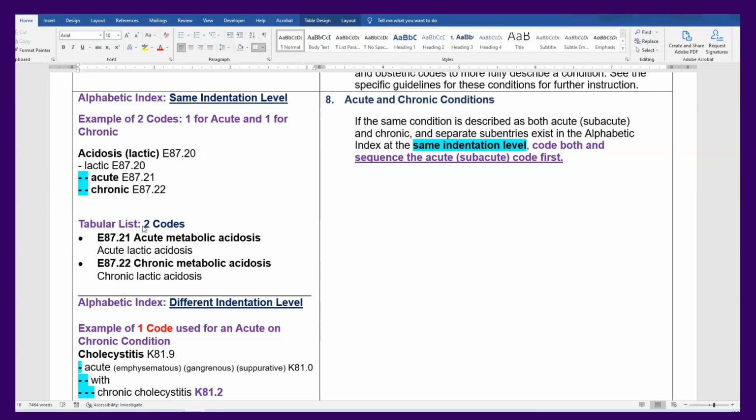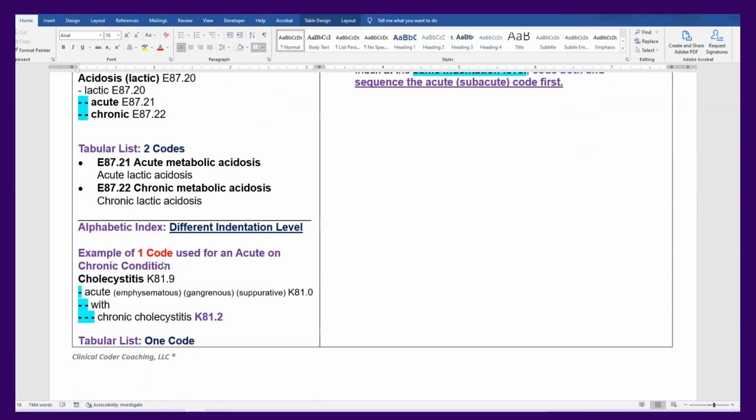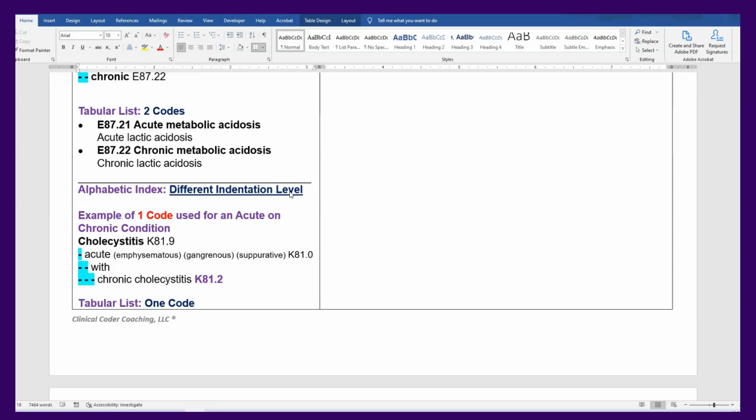And when we get to the tabular list, we actually do find an acute metabolic acidosis, aka acute lactic acidosis, and E87.22 for the chronic metabolic acidosis, and then the inclusion term underneath, which is chronic lactic acidosis. We do not see in this set a combination code for both, so we need two codes to capture the acute and the chronic together. Now, conversely, different indentation levels indicate that we're going to have just one code for an acute and chronic condition.